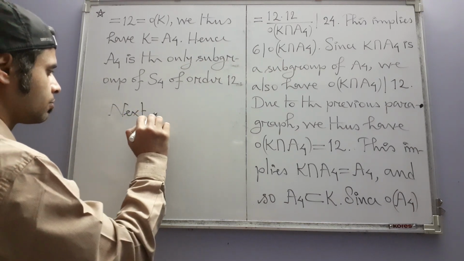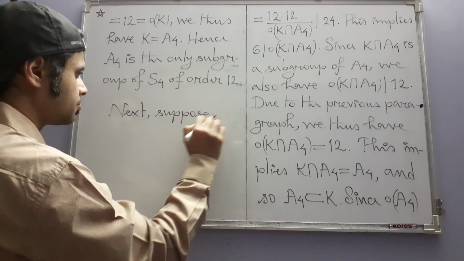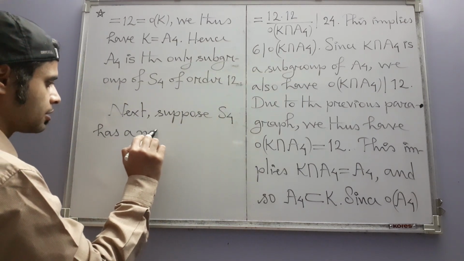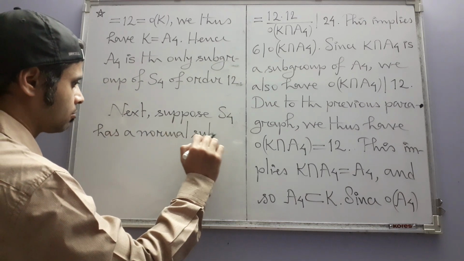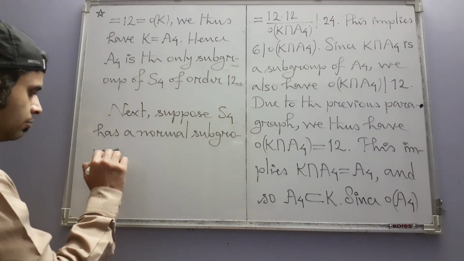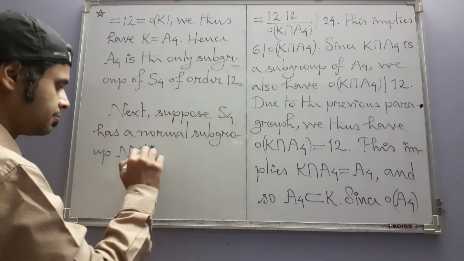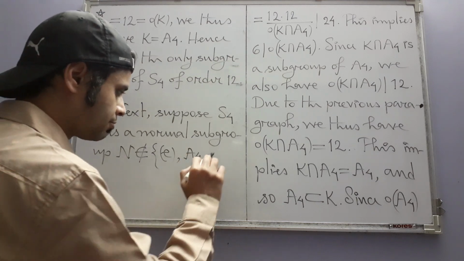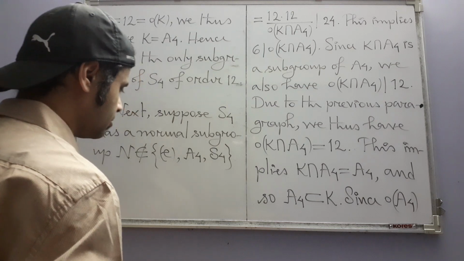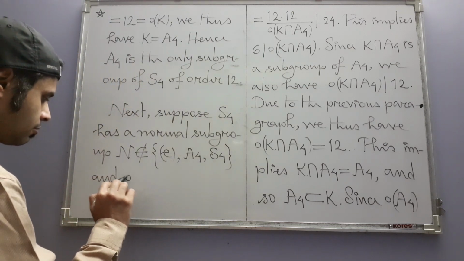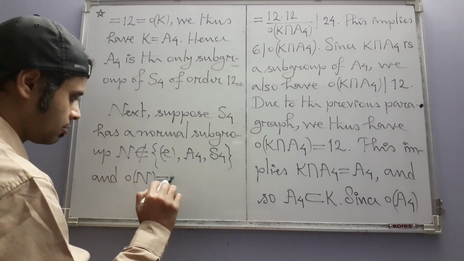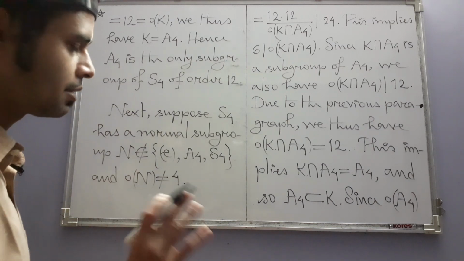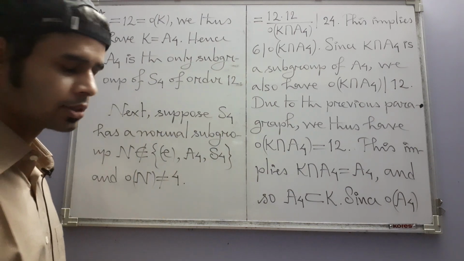Next, suppose S4 has a normal subgroup N which is different from the trivial group, the alternating group A4, the entire group S4, and also has order different from 4. Okay, so suppose there is such a normal subgroup N satisfying these conditions.